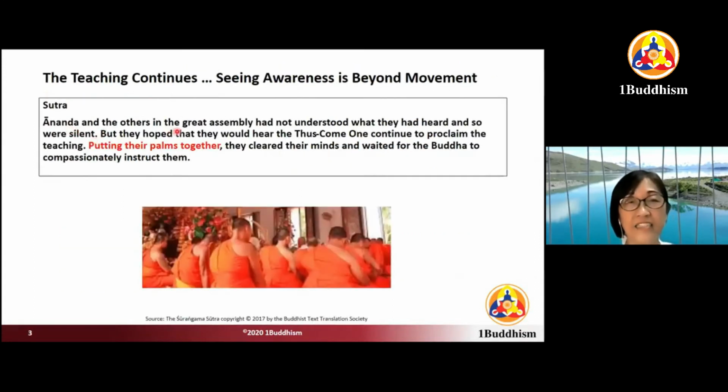Ananda and the others in the great assembly had not understood what they had heard, and so were silent. But they hoped that they would hear the Thus Come One continue to proclaim the teaching. Putting their palms together, they cleared their minds and waited for the Buddha to compassionately instruct them. So Ananda and the others in the assembly were silent after hearing the Buddha.